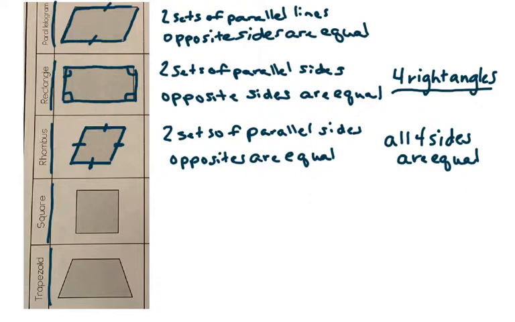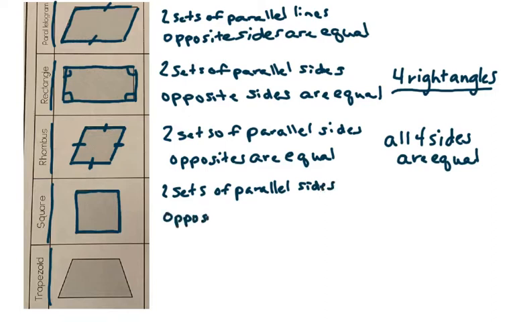Let's go ahead and look at the square next. The first thing we're going to check is whether or not opposite sides are parallel. Yes. And opposite sides are equal. Yes. So to be a square, it has to have two sets of parallel sides. It has to have opposite sides equal. So guess what? It's a parallelogram. It also has to have four right angles in a square. So guess what? A square is a rectangle because it fits the definition. But in order to be a square, it has to have all four sides equal.